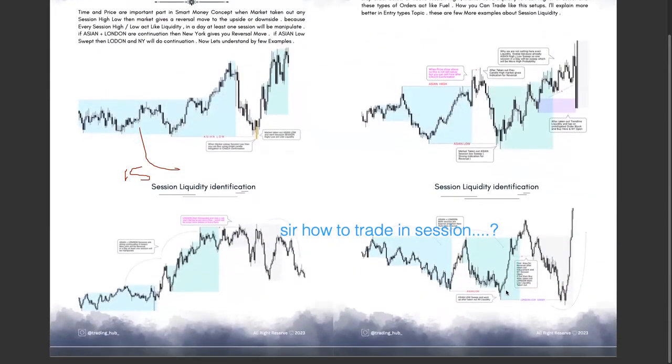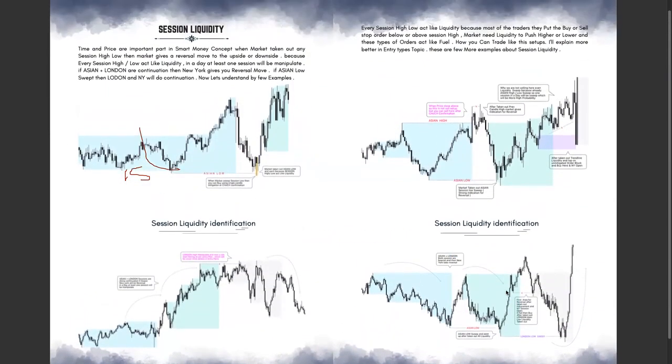How to trade session? To trade any session, you have to first mark the previous session high or low. Okay. And every day, one session will be manipulated. If the market is bullish or bearish, doesn't matter, but at least one session will be manipulated in a day, right? If Asian is bearish, right? If Asian is bearish and London is bearish, then New York will be bullish most of the time.